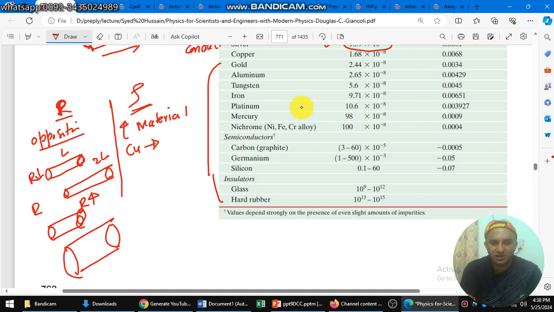But resistivity for copper is the same. It's just a material property. Different materials have different resistivity.